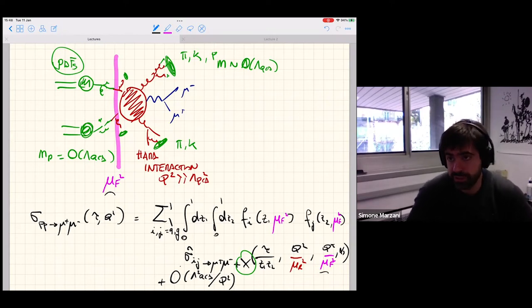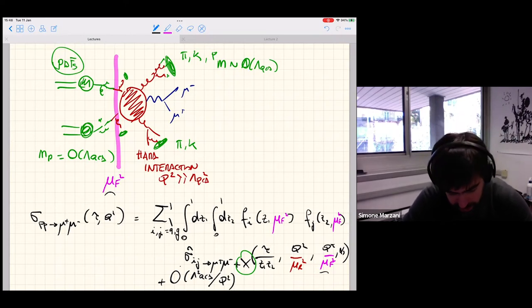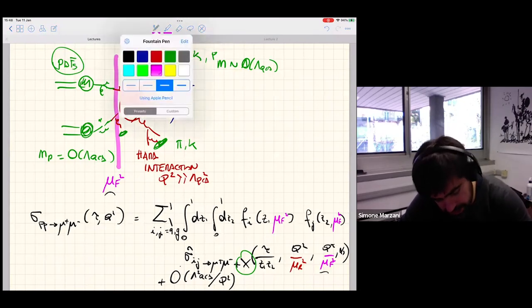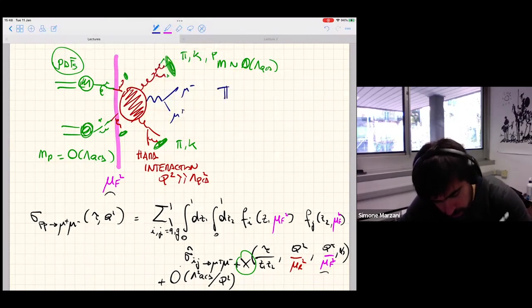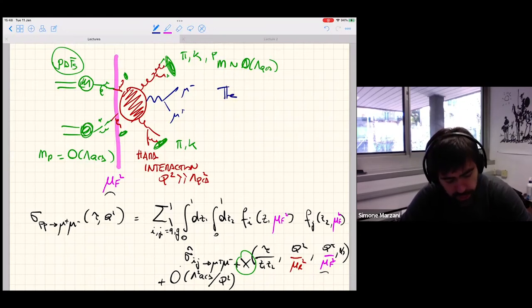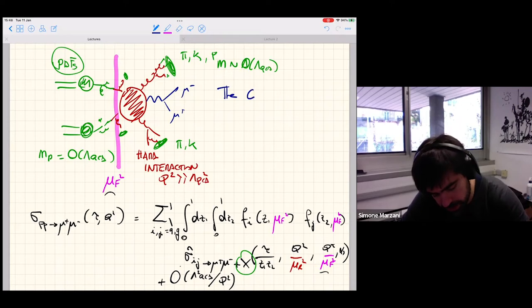So in essence, this picture and this formula that I wrote down are what is known as the collinear factorization theorem. I have no idea why it's called collinear at this point, but we'll see this later. But let's call it just the factorization theorem. And in this form, it was derived, I guess, for the first time by three gentlemen, which are Collins, Soper, and Sterman.